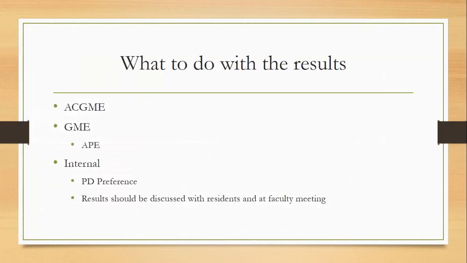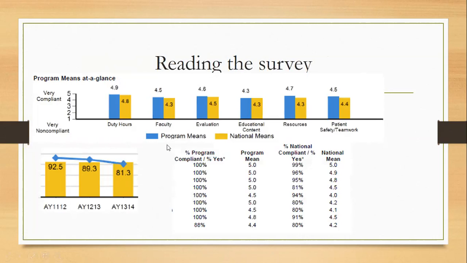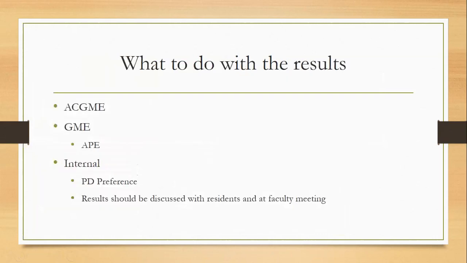Thanks. All right. So what do you do with the results? So we did talk about ACGME. They're looking for trends. They're looking for big red flags. So when we looked here, program compliance. So those are the things that they're looking for. If there's ever something that's significantly below the national mean, that's something that can trigger a focused review.